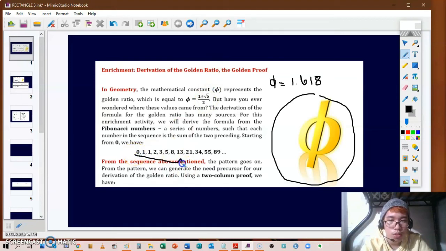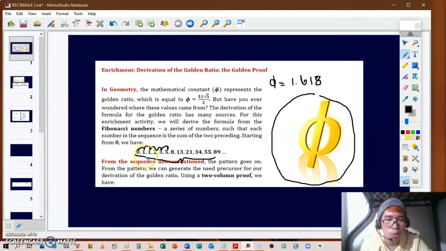It was discovered by an Italian mathematician, and it was named after him. His name was Fibonacci, and he discovered a pattern from these numbers. If you look for the pattern, it's the sum: if you add the numbers preceding it, you get the number that's next.